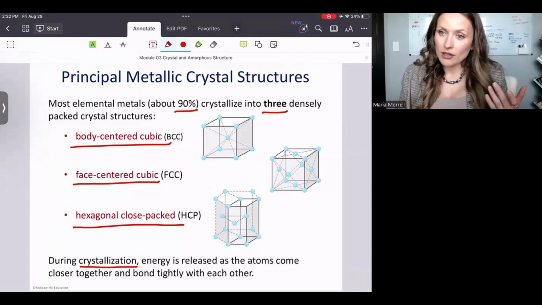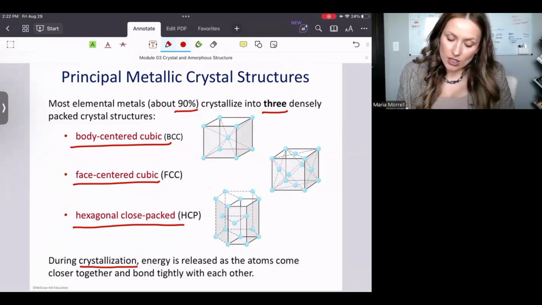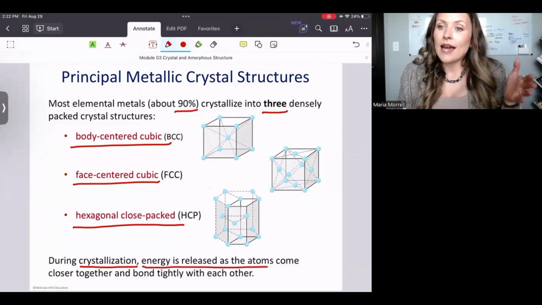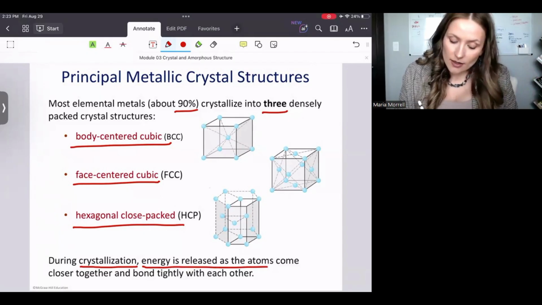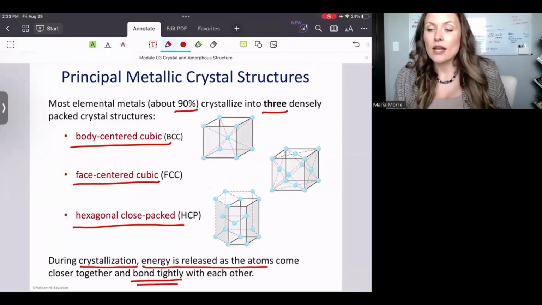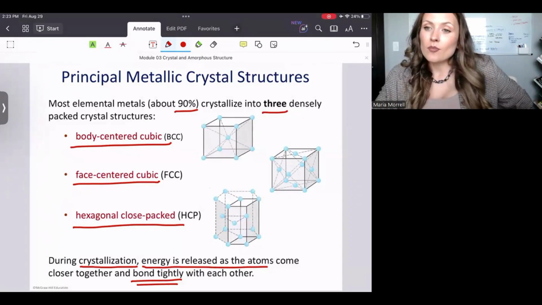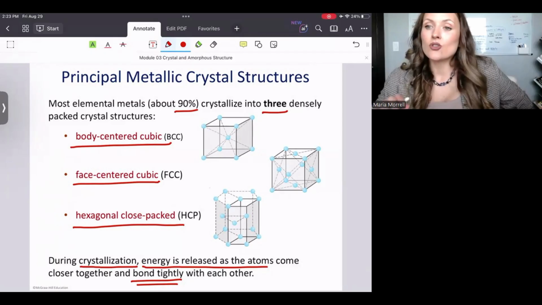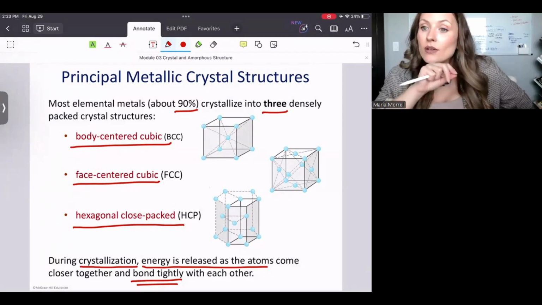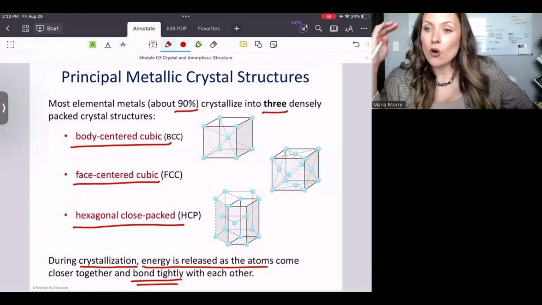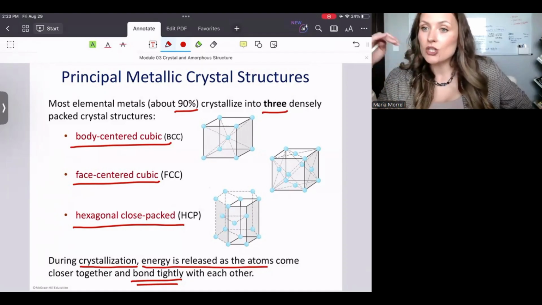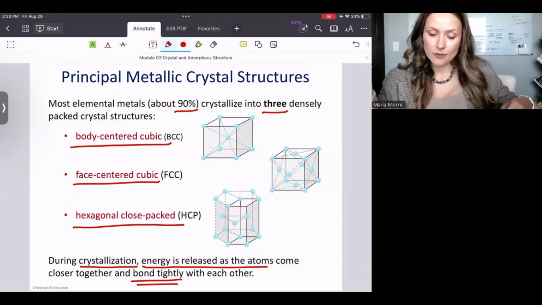Now, something to keep in mind is that during crystallization, energy is released. Why? Well, because the atoms come closer together and they bond tightly with each other. And we already know that from when we were looking into bonding, because one of the slides did tell us that the driving force for bonding between atoms is lowering the potential energy of each of the bonded atoms, right? And this is why the energy is actually released.